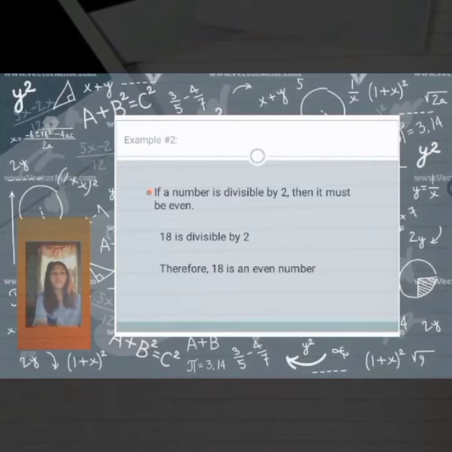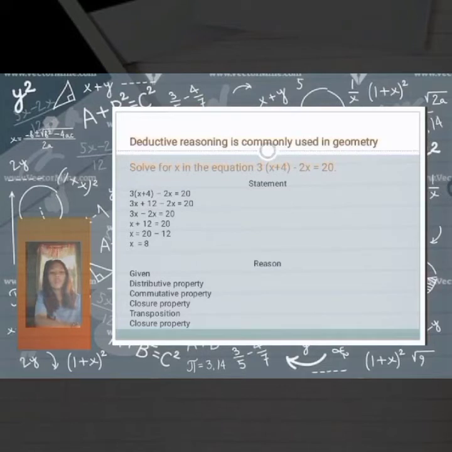Deductive reasoning is commonly used in geometry. In high school, students always encounter tables with statements and reasons. Most of the students only know that the reason for the statement is the given. This is an example of applying deductive reasoning, where you find a statement and reasons from the given statement.